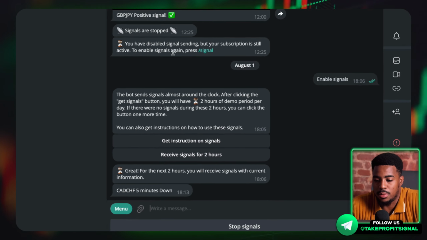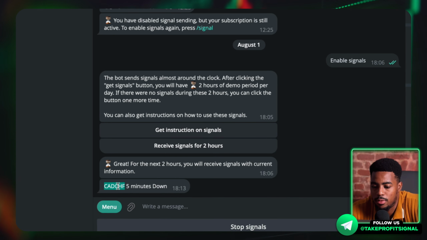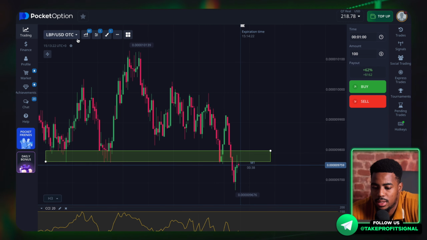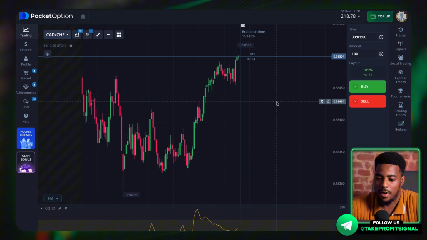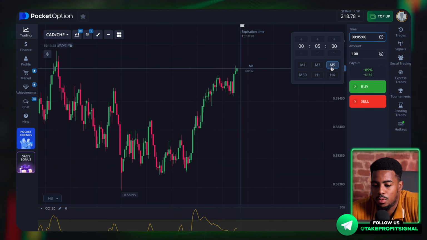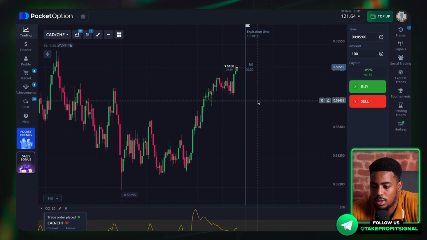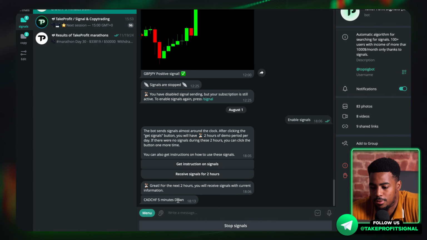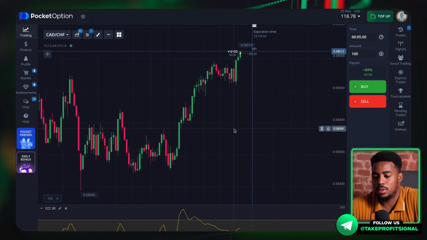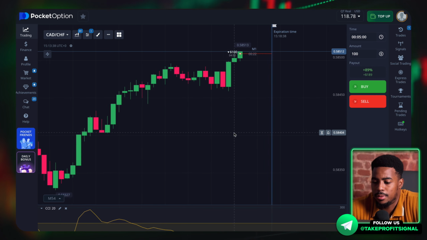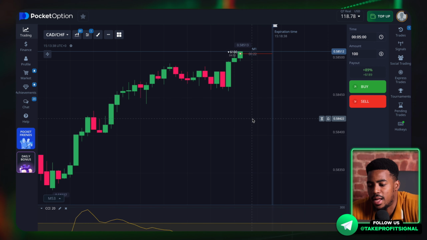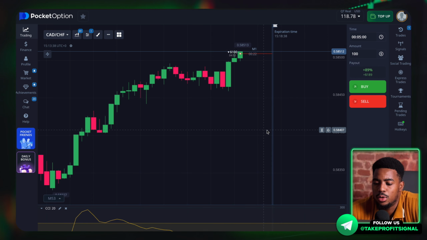Alright guys, after some time we receive a signal. We take the name of the asset, copy it, paste it on the platform and open a trade. The signal was for 5 minutes and for a downward movement, so we do everything strictly according to the signal, and all that's left for us is to wait for the result. It's an ideal method for beginners who don't want to deal with any strategies, even very simple ones. I believe that with this robot you will have every chance to increase your balance.